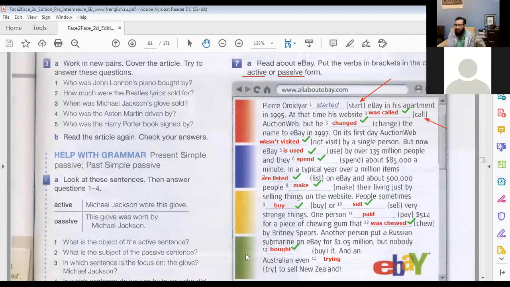Somebody did something. It's not a habit. It's not a routine. It's not repeated. We cannot use the present to talk about it. We have to use the past.